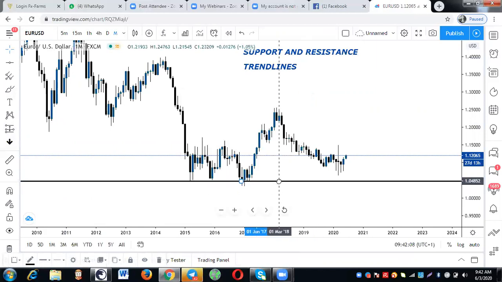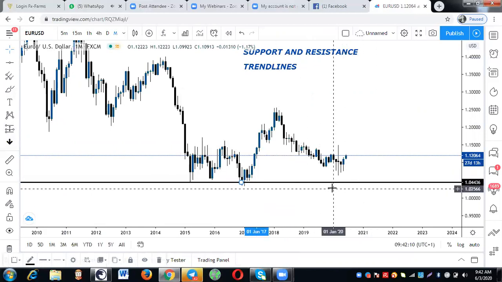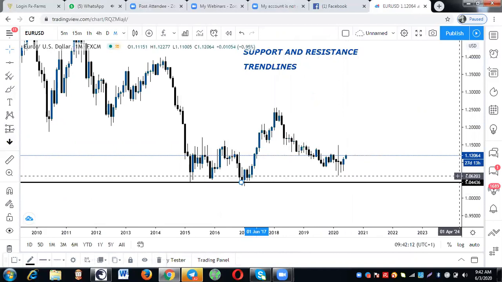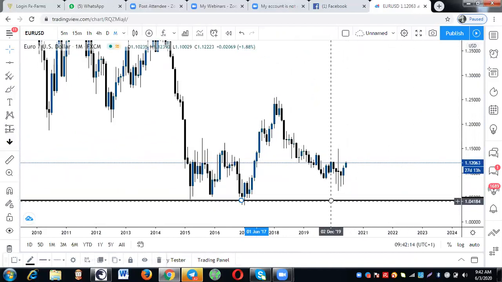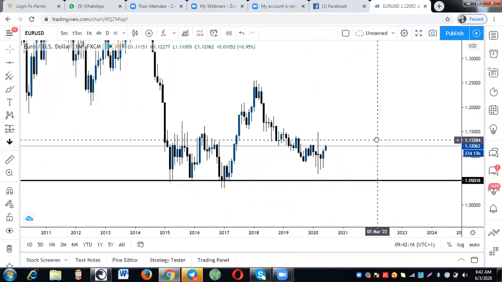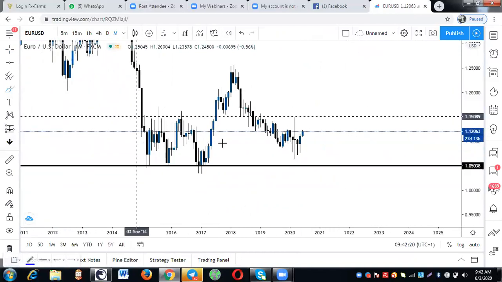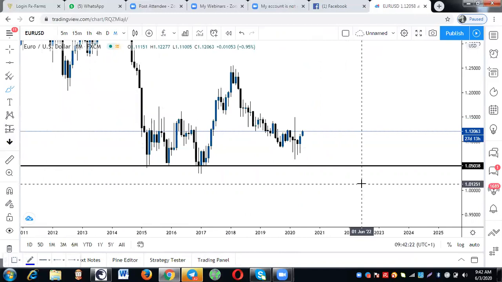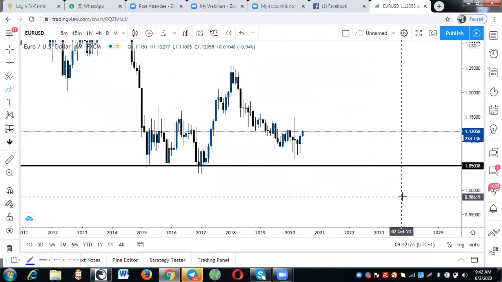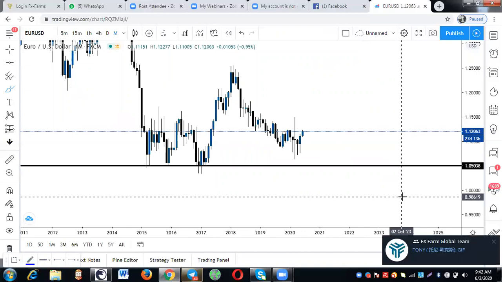Okay, so I'm going to draw this here. Now this is going to be my support, right? My monthly support zone for Euro USD. Now something else I want to explain is that support, or resistance, is not a particular number. I can't say the support for this particular pair is 1.0503. No, it is a zone.